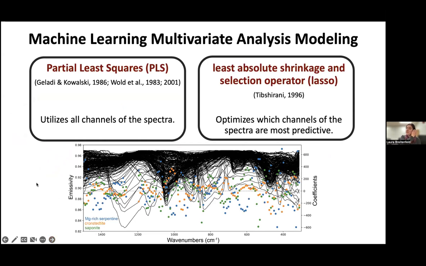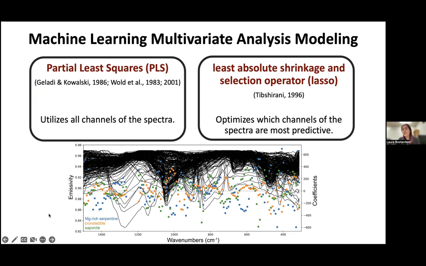So after collecting the spectral training set, I used two types of machine learning, multivariate analysis: partial least squares, and, as we heard in our previous talk, least absolute shrinkage and selection operator, LASSO. When we compare these two techniques, PLS utilizes all available channels within the spectra, whereas LASSO optimizes which specific channels are most predictive. In testing these two techniques, I found that PLS for these specific data outperformed LASSO.